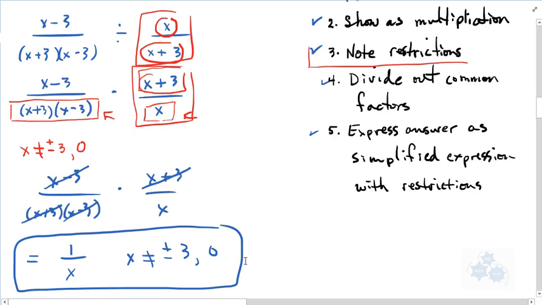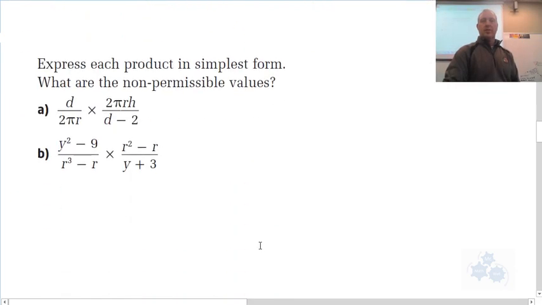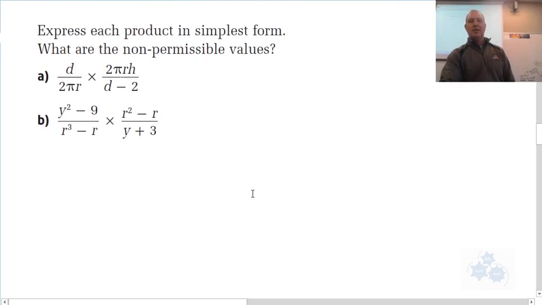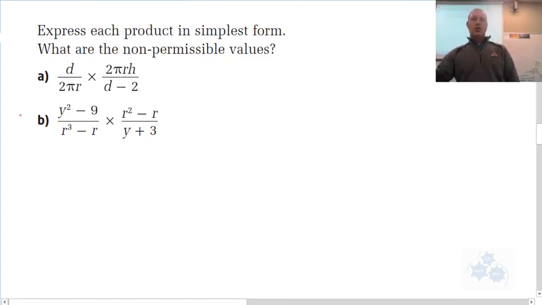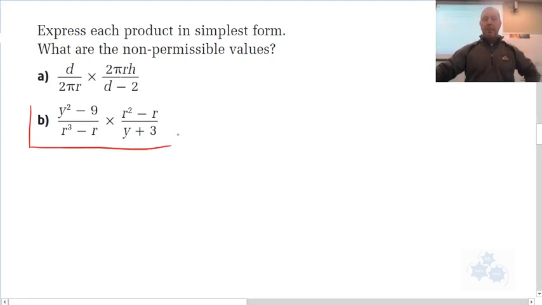All right. So let's move to our next example here. Express each product in simplest form. Well, so we're going to do the multiplication, dividing. We're going to divide out common factors. We're going to note our restrictions as well. So let's just choose one of these. I'm going to do B with you here. Okay, let's do B. We've got multiple variables here. That's no problem. So let's factor.